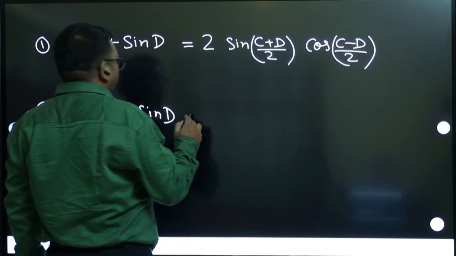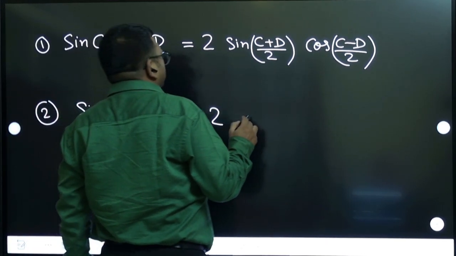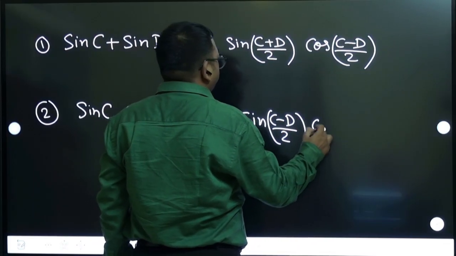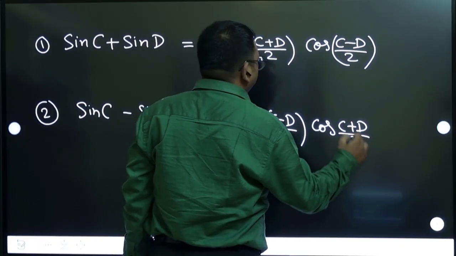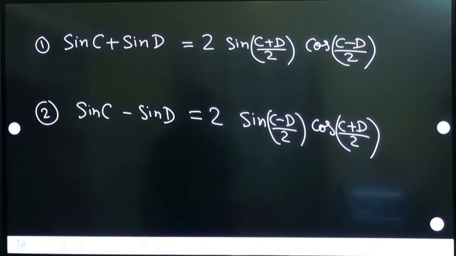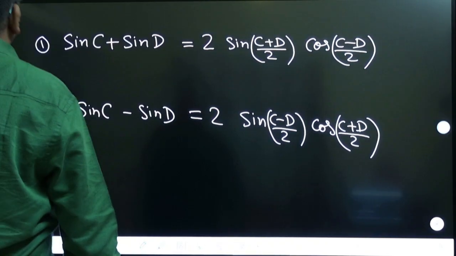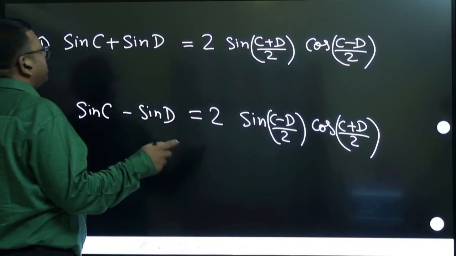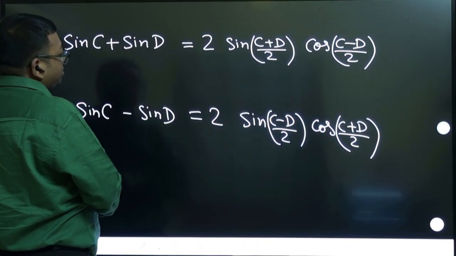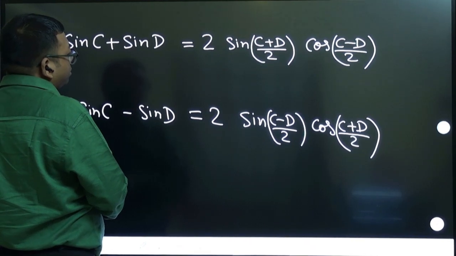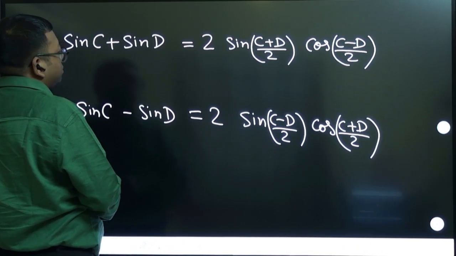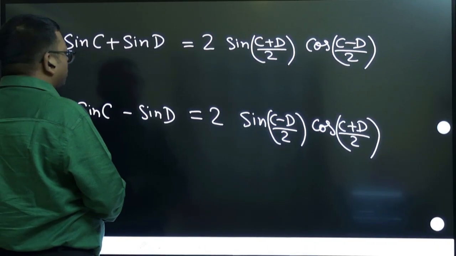Similarly, sin C minus sin D is 2 sin (C minus D) by 2 cos (C plus D) by 2. Here cos gets more angle, sin gets less angle. That is what you need to remember. So, sin C plus sin D is 2 sin (C plus D) by 2 cos (C minus D) by 2. Sin C minus sin D is 2 sin (C minus D) by 2 cos (C plus D) by 2. Okay, that's what it is.